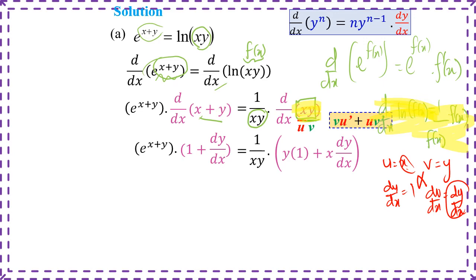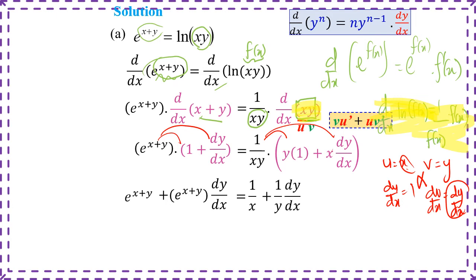I think so. Now, to solve for dy/dx, what we need to do is to group the dy/dx together. So what we can do here is to expand. On the left side, we get e to the power of x plus y multiplied by 1 is e to the power of x plus y. And e to the power of x plus y multiplied by dy/dx will be e to the power of x plus y multiplied by dy/dx. Okay, just multiply. And equal to, so expand also on the right side, 1 over xy multiplied by y will be 1 over x. And 1 over xy multiplied by x dy/dx will be, this x can be cancelled out, will be 1 over y plus dy/dx.